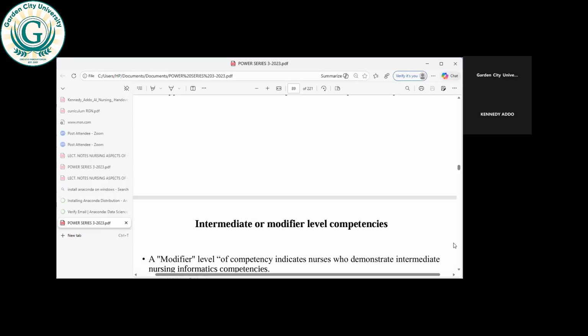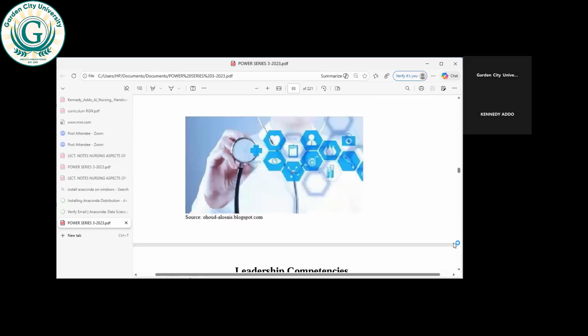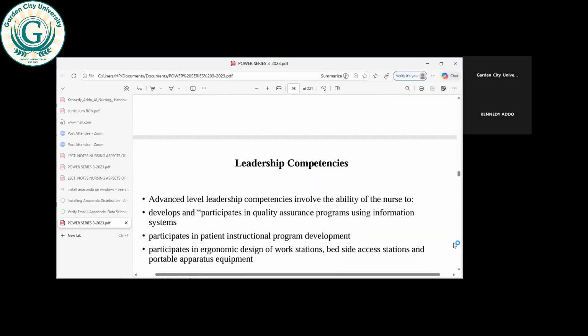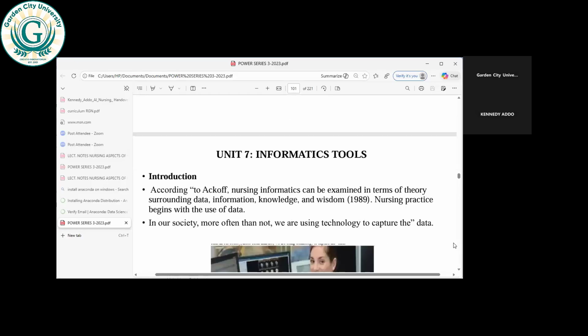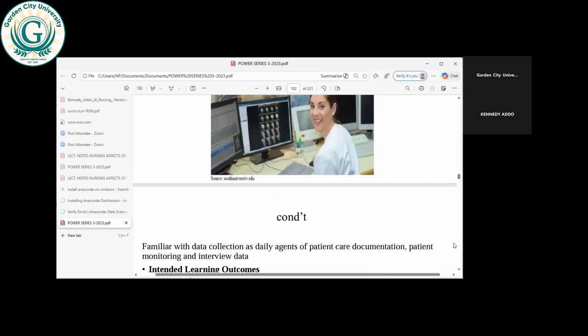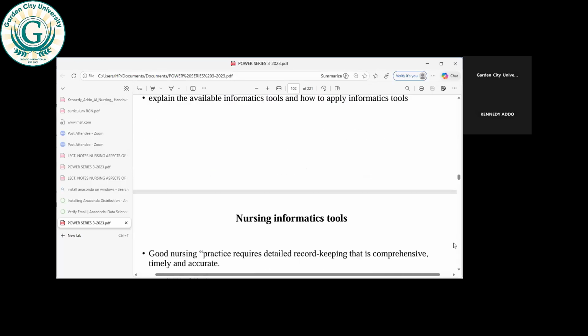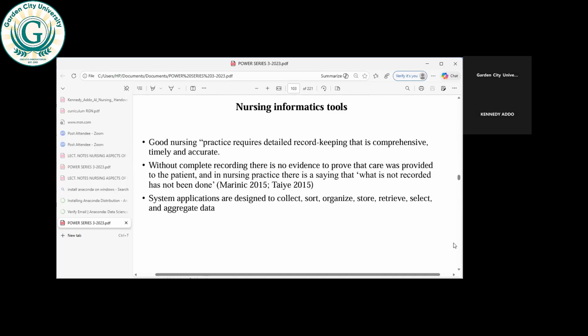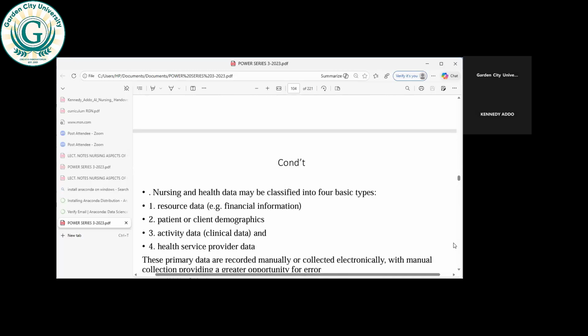Then we also were introduced to informatics tools, where I said that the tools in informatics are very important, but in this context, I was making reference to support for data collection, not necessarily the major tools themselves, where we look at data collection in terms of questionnaires, surveys, interviews, among others.